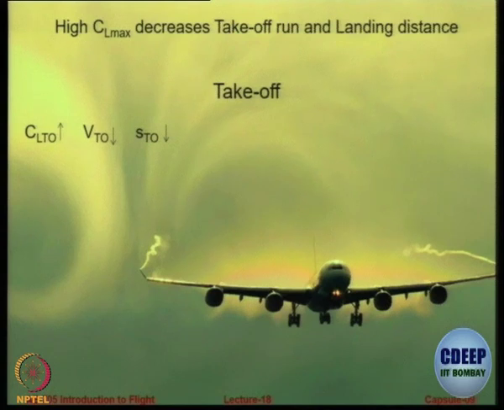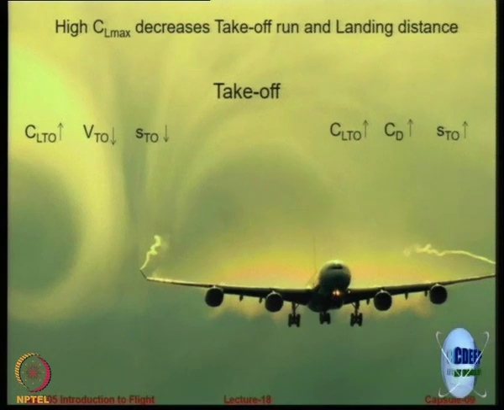So flaps are used during takeoff and during landing, but there is a difference. In takeoff, we are more concerned about increasing the CL at takeoff so that we can have a lower takeoff velocity and therefore the S takeoff can be reduced. Okay. And if we increase the CL takeoff, there is a problem. CD also increases because CD is equal to CD naught plus K CL square.